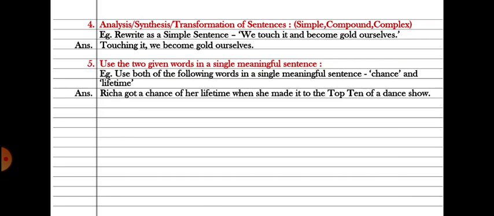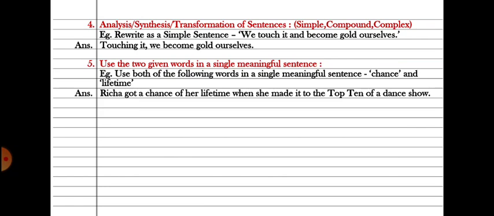Rewrite as a simple sentence. We touch it and become gold ourselves. Over here right now it is a compound sentence. We have to rewrite it as a simple sentence without making any change in the meaning of the sentence. Answer: touching it, we become gold ourselves.